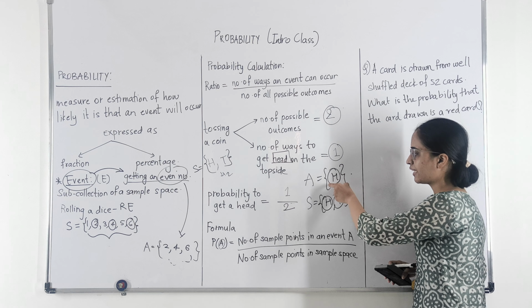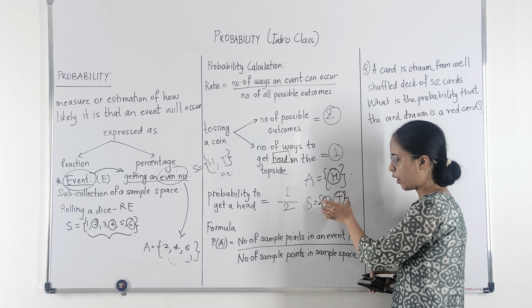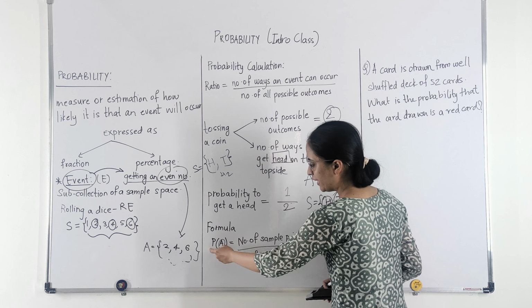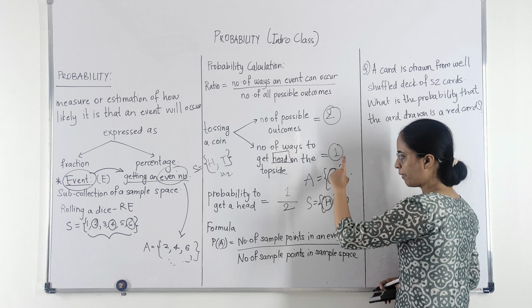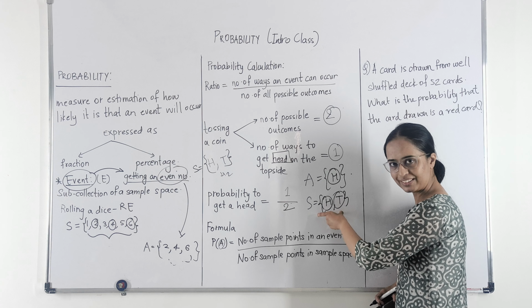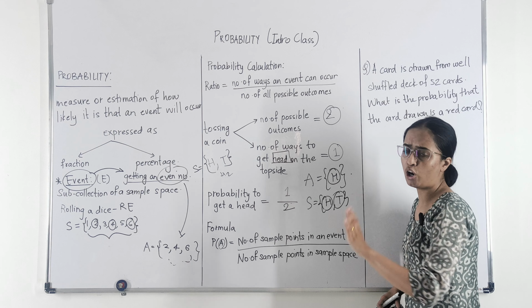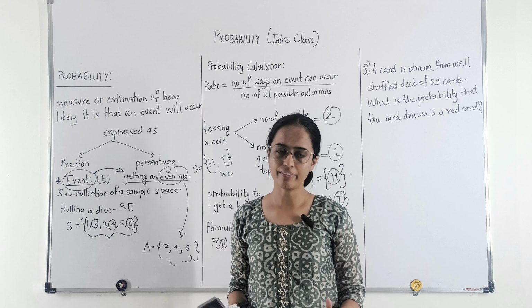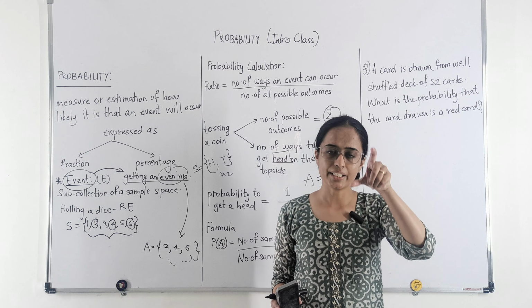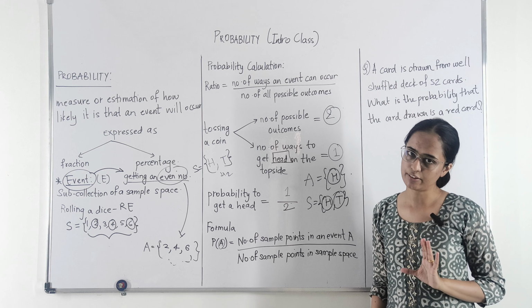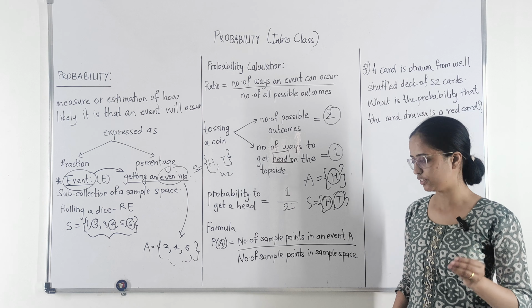So how many elements are there in the event? Just 1. And how many elements are there in the sample space? 2. So probability of an event A is nothing but the number of elements in that event set upon the number of elements in the sample space. Very easy. What you have to do, write the sample space. According to that, write the event that has been stated. All the elements in the event go in the numerator, all the elements in the sample space go in the denominator. That is common sense also.